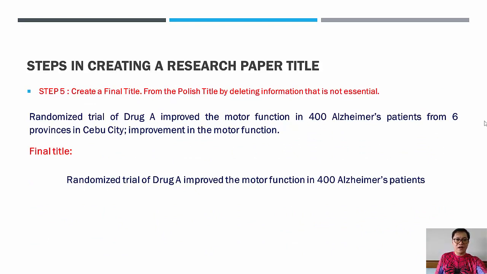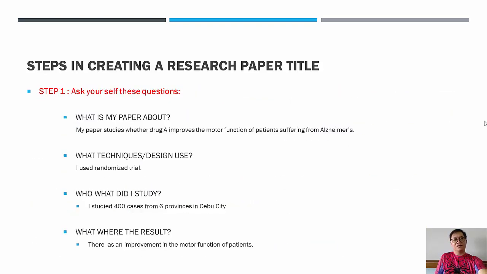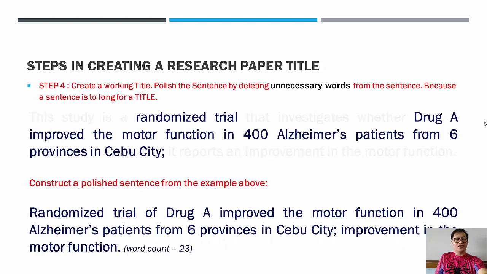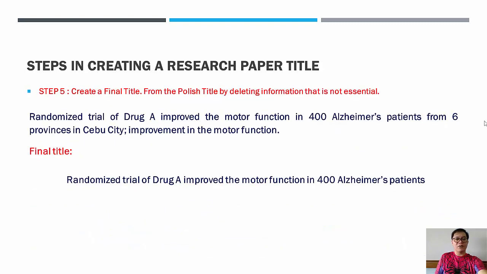So based on our title sentence, randomized trial, drug A improves the motor function in 400 Alzheimer's patients from 6 provinces in Cebu City. Improvement in the motor function. The final title is: randomized trial of drug A improve the motor function in 400 Alzheimer's patients. That is now the title. So, step 1, we have that. Step 2, step 3, step 4, and step 5, which is the final.